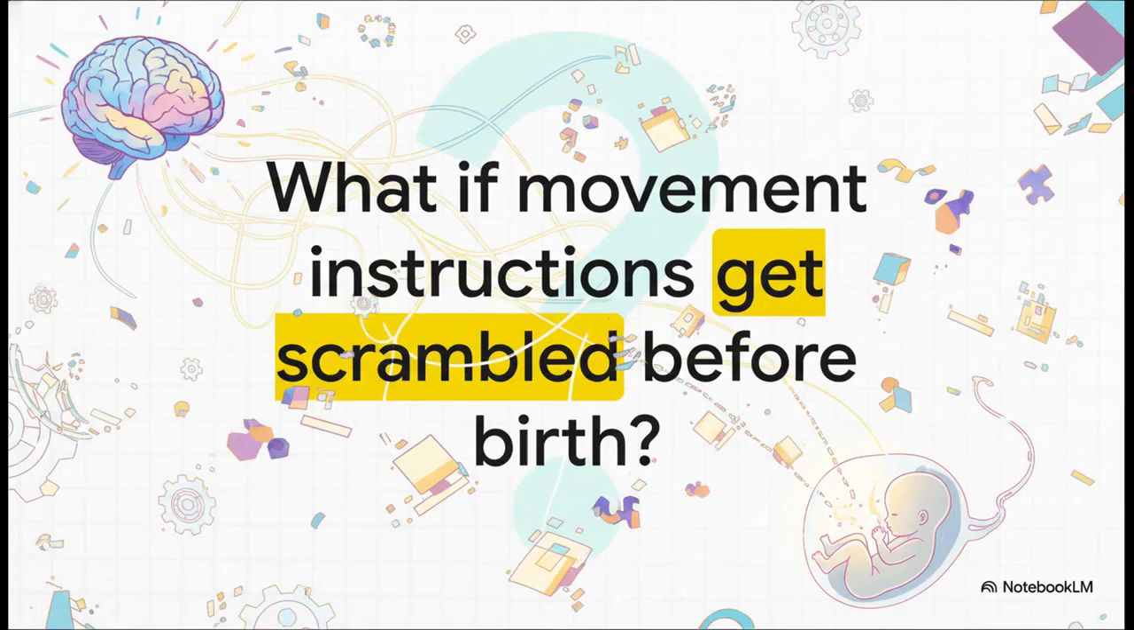To really wrap our heads around this, I want you to picture something. Think of the brain as this incredible, superpowered command center for your whole body. It's sending out lightning-fast instructions for every single move you make. But what if those instructions get scrambled? You know, like a garbled signal right at the very beginning. Maybe even before someone is born. That's exactly the idea we're diving into.